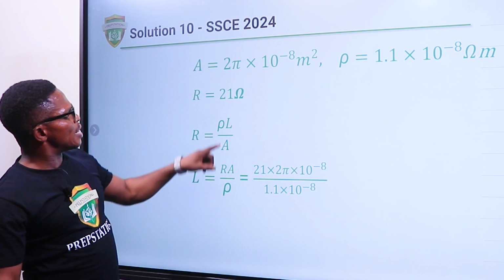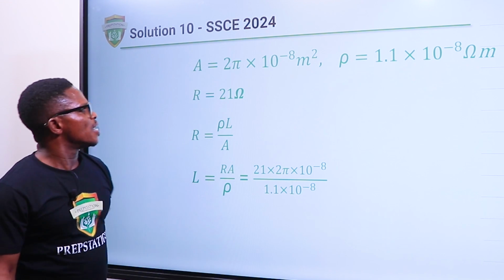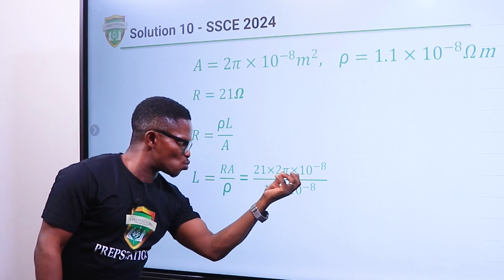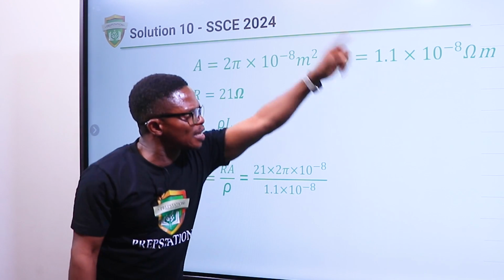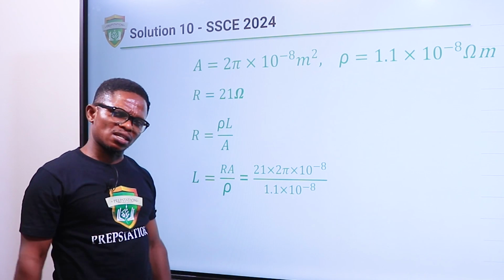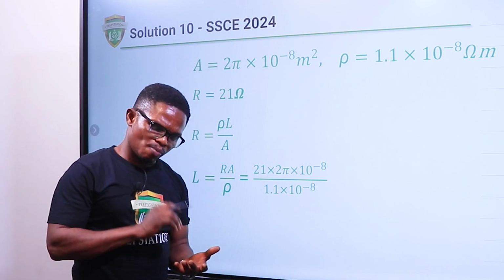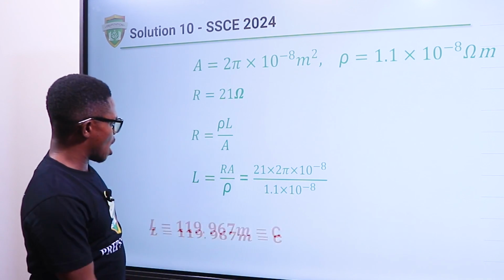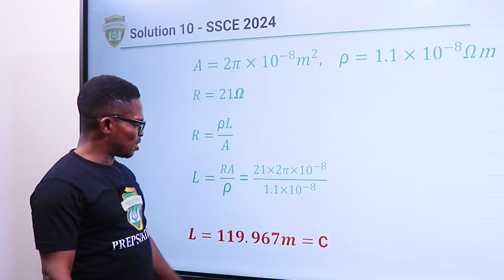So let's go. In the place of R, I have 21. In the place of A, what do you have? 2 pi times 10 raised to the power minus 8. In the place of rho, what do you have? 1.1 times 10 raised to the power minus 8. Is this still not simple enough? It's very simple. So at this point, grab your calculator, punch the numbers, and when you finish, press equals, and then the answer will come out.